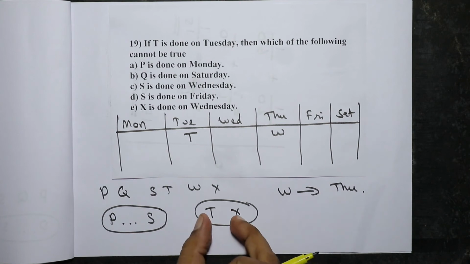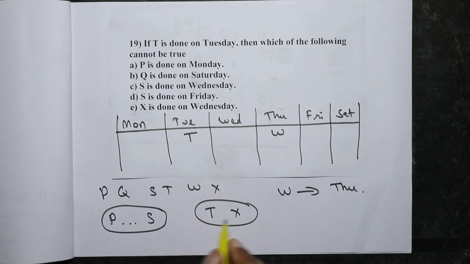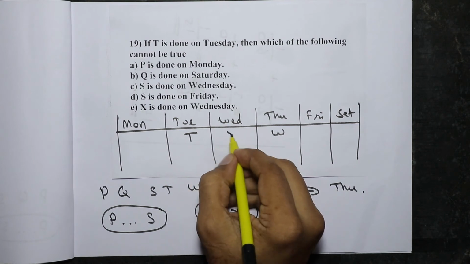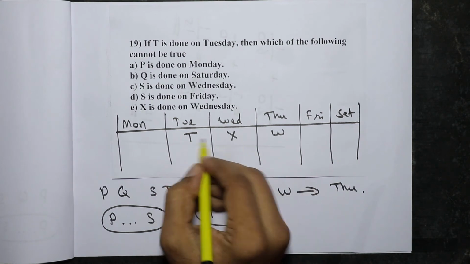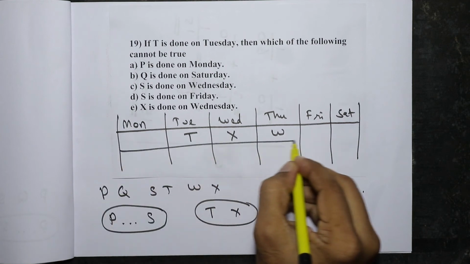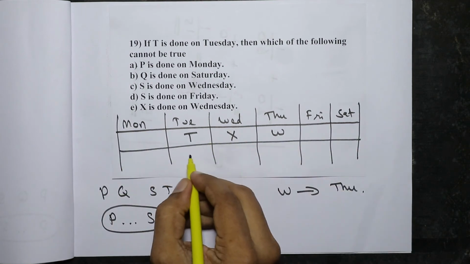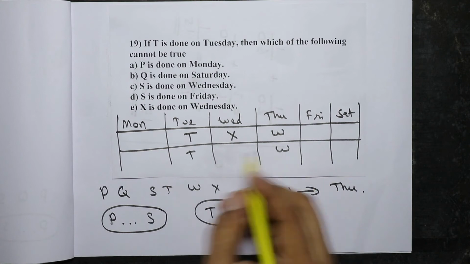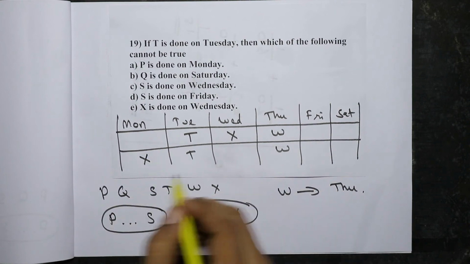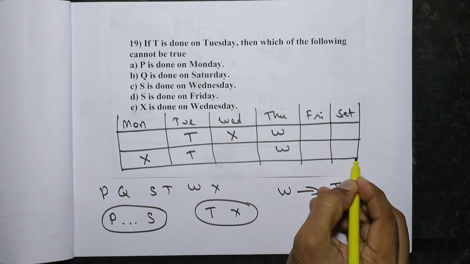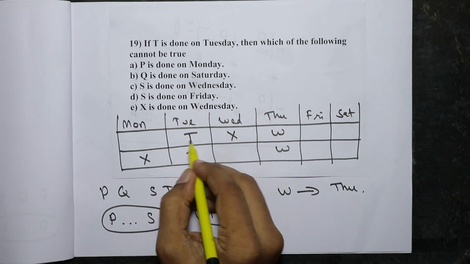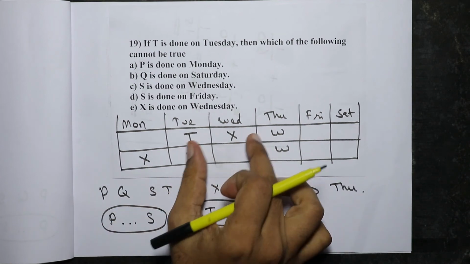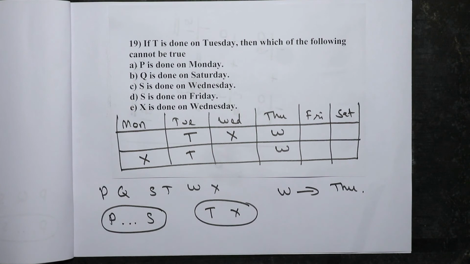Now we know that T and X should be done on consecutive days. So 2 adjacent days should be there for T and X. It can be TX or XT. So one possible way is X can be done on Wednesday, so that T and X are done on adjacent days. One more arrangement is there: T and W here and X can be done on Monday. So these are the 2 possible allocations. In both the cases, T and X occupy adjacent days.